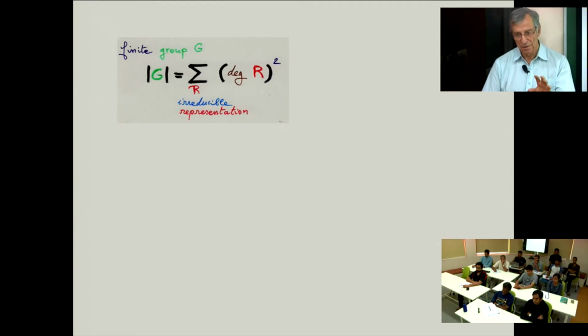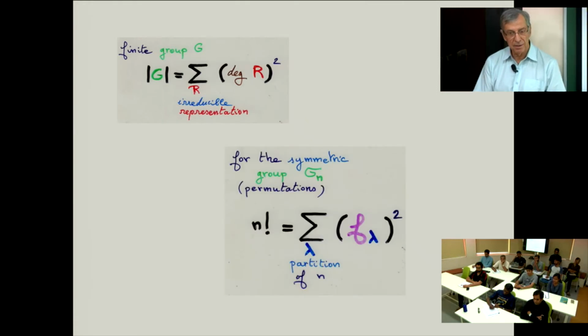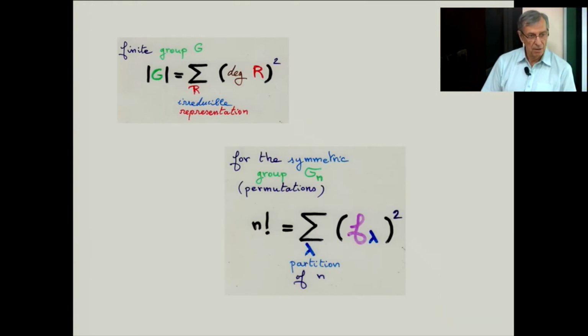So if I apply this theorem to the symmetric group, I get this identity: n factorial, the number of elements of the symmetric group, is exactly the sum of the squares of the degrees of the irreducible representations. Irreducible representations for the symmetric group are exactly in bijection with partitions, Ferrers diagrams, and the degree is the number of Young tableaux of the given shape. So the square of the degree gives you f lambda squared. So just by applying group theory, you get this identity, which is now at a visible level.